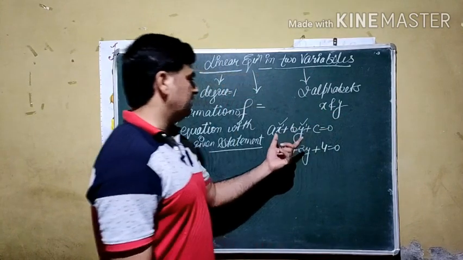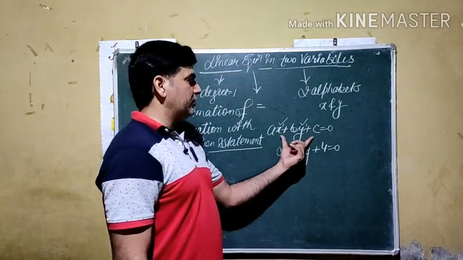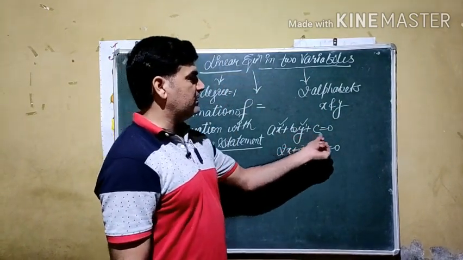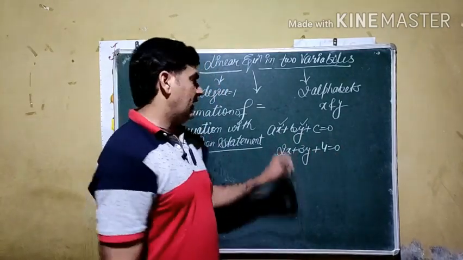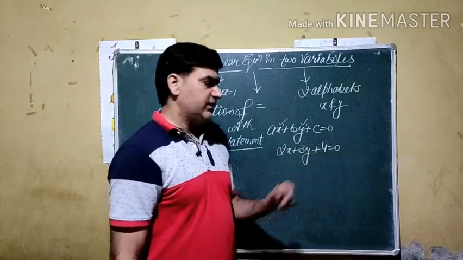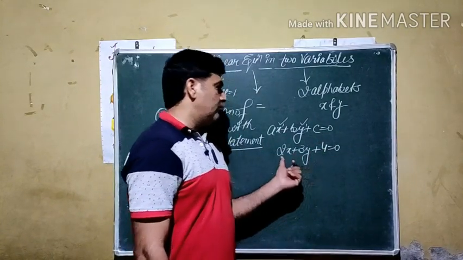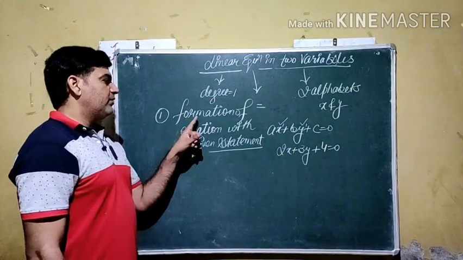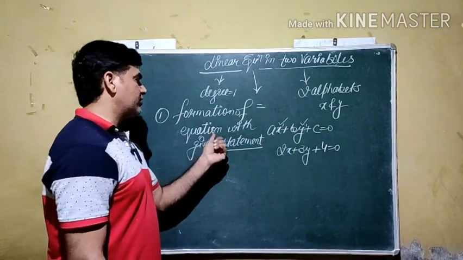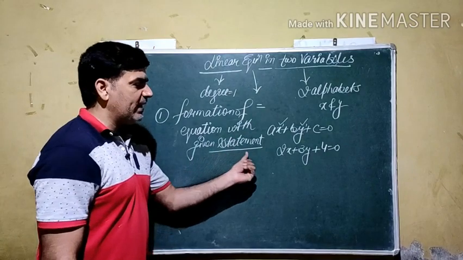These are the variables. This is the standard form of a linear equation in two variables: ax plus by plus c is equal to 0, where x and y are known as variables and a, b, c are known as constants. This is one example: 2x plus 3y plus 4 is equal to 0. Today we are going to discuss the formation of equations from given statements.